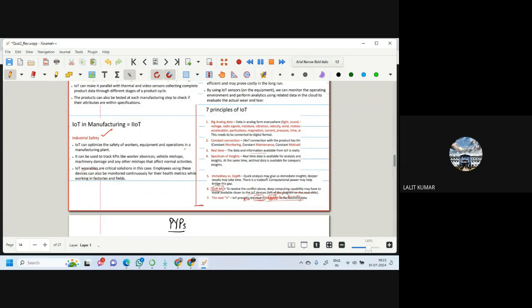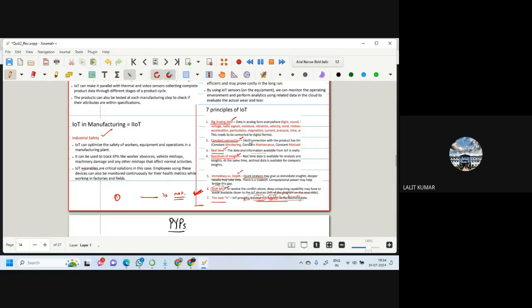So just remember this: big analog data is there, constant connection is required for this, real-time data, spectrum of insights, immediacy versus depth. We need quick analysis, shift left, that we come close to the IoT devices, and the next V, what is the next, visibility. So these are the 7 principles. Jot them out, and there have been questions in all the PYQs asking which one is not the principle. So you will find an odd one, and we can answer that.